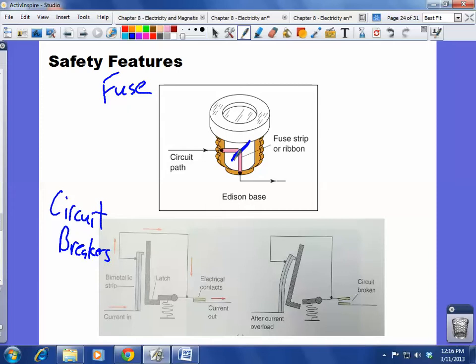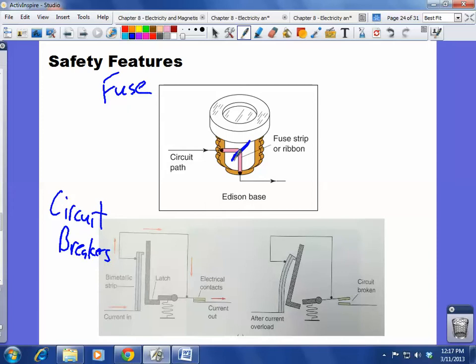But at the same time, where do you still see fuses? Cars, big electrical appliances, really, something where it's not practical to have a circuit breaker. But both work on the same principle. If there's a short, if there's too much current going through there, that heat is going to cause them both to fail and open up the circuit.